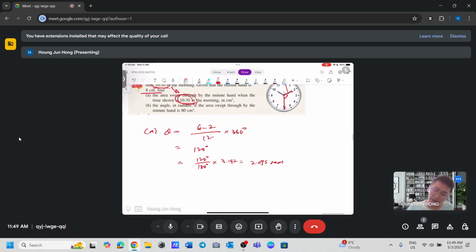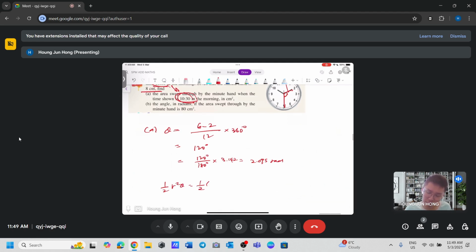Again, very simple. Area equals, as very usual, half r squared theta, half times 8 squared times 2.095. So then we get 67.04. That's it.